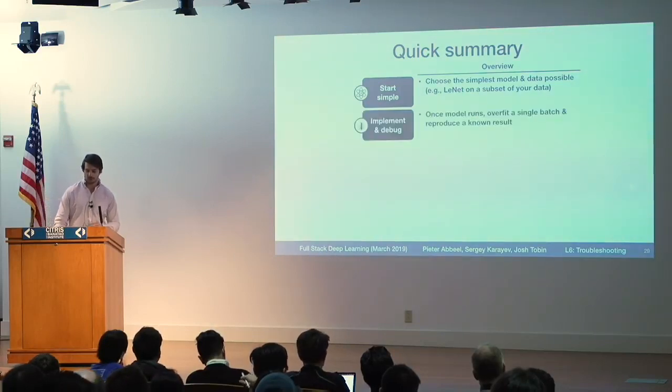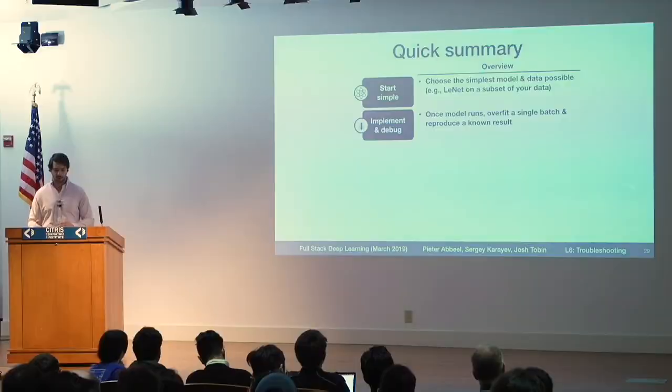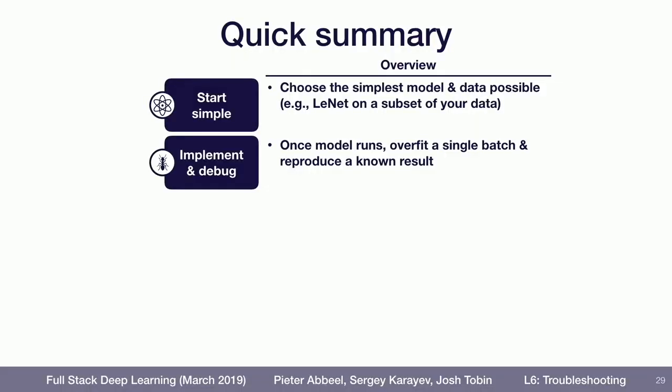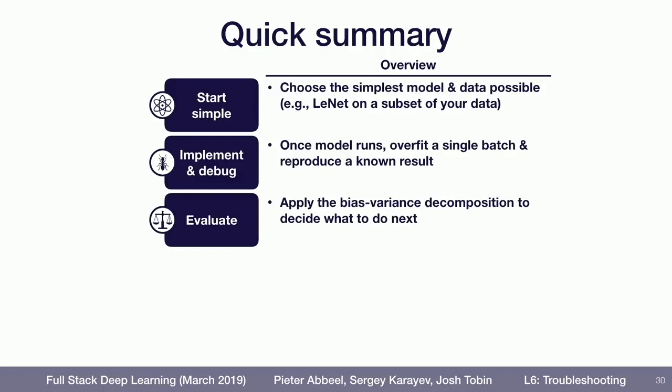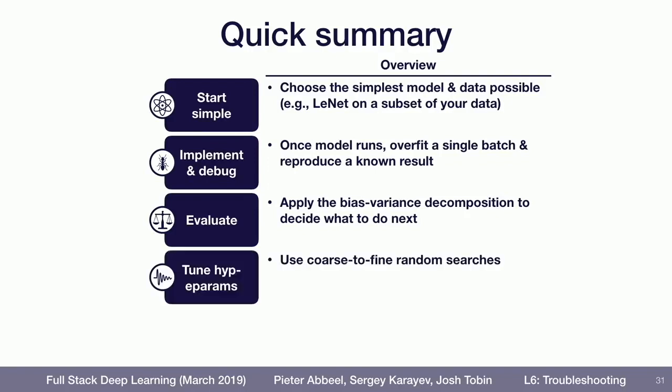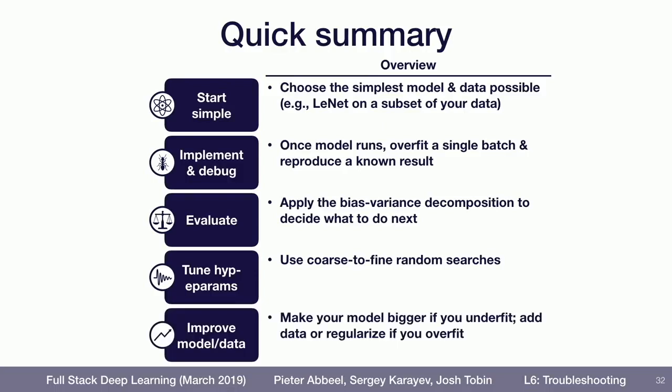Once you've chosen those, then you implement your model and debug it. So make sure that you can overfit a single batch and maybe reproduce a known result. And then you evaluate the model. And to evaluate the model, you apply the bias-variance trade-off, and you decide what to do next. Then you tune your hyperparameters. And finally, you prioritize improvements to your model and data. So maybe you move towards something that's more state-of-the-art.